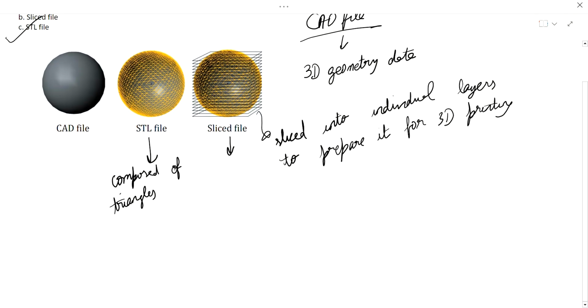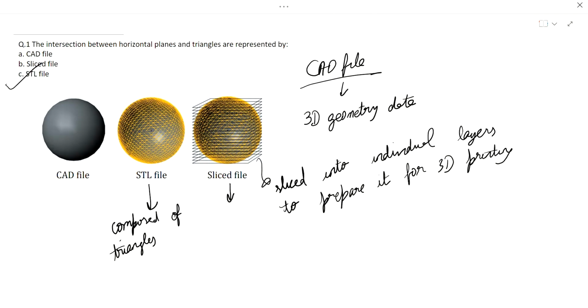So in short, the intersection between horizontal planes and triangles in 3D models is represented by STL files, and this format is the most commonly used format for 3D printing and manufacturing processes. Okay, so I hope this is clear. We'll proceed with the next question.